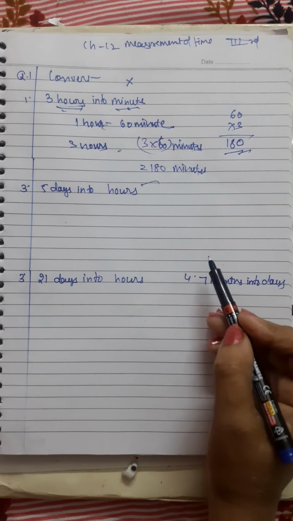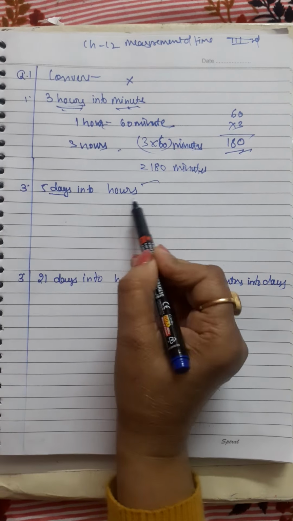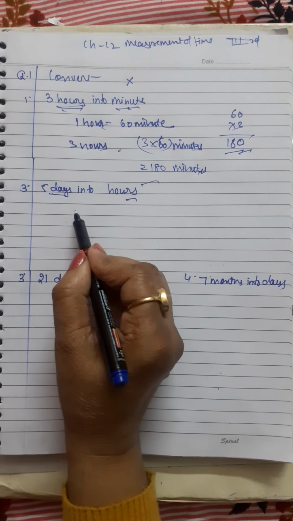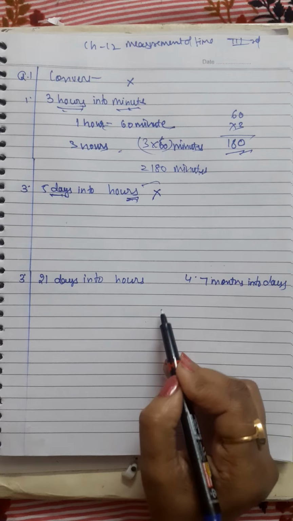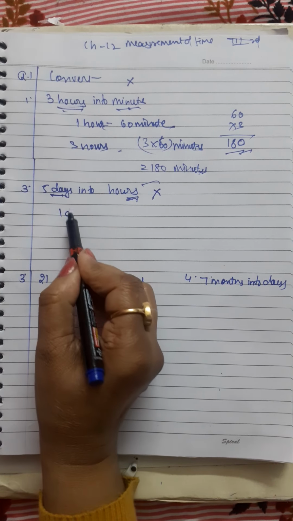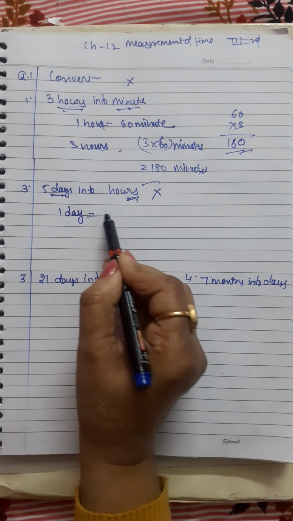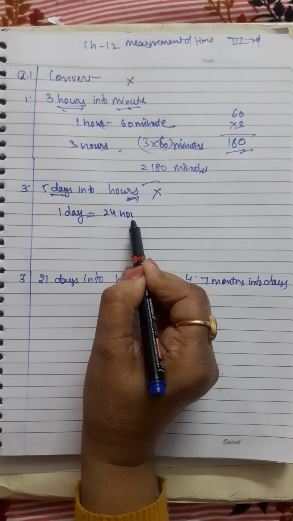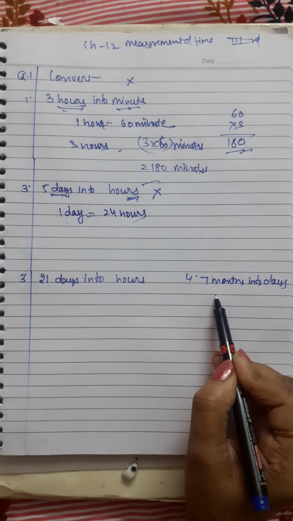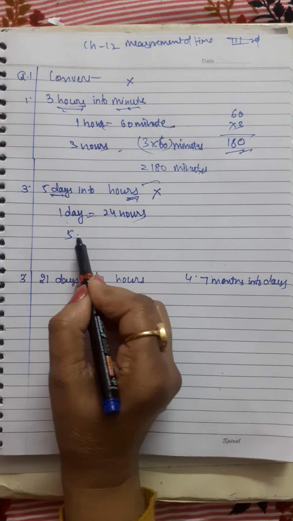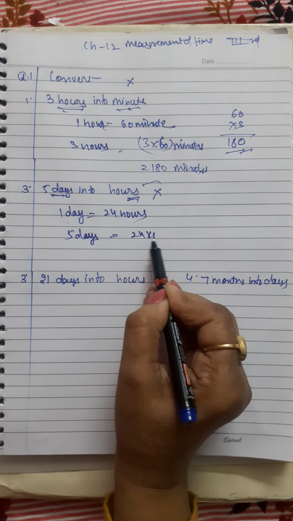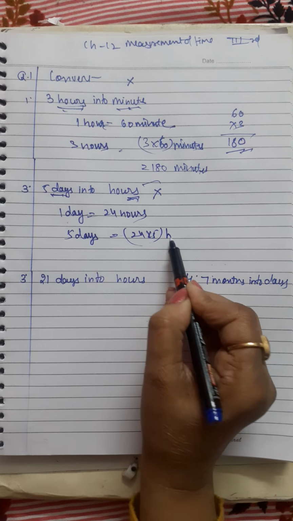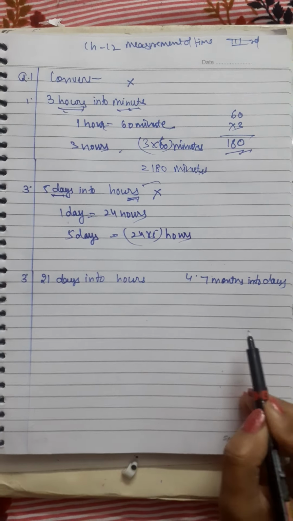Now 5 days into hours. Days को hours में change करना है. We know that days bigger unit, hours smaller. What is to do? Multiplication. We know that one day having how many hours? 24 hours. One day में कितने hours होते हैं? 24. What is to convert? 5 days. So 24 to be multiplied by the 5 and we will get answer in hours.